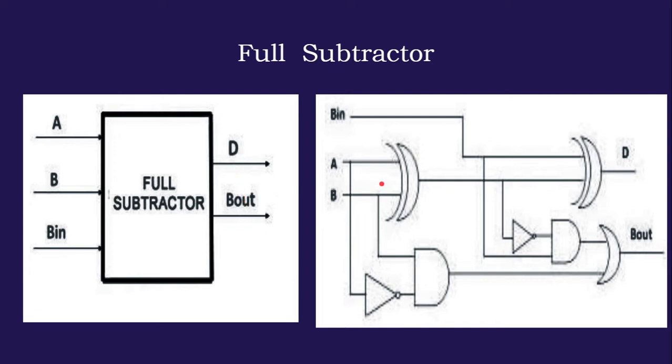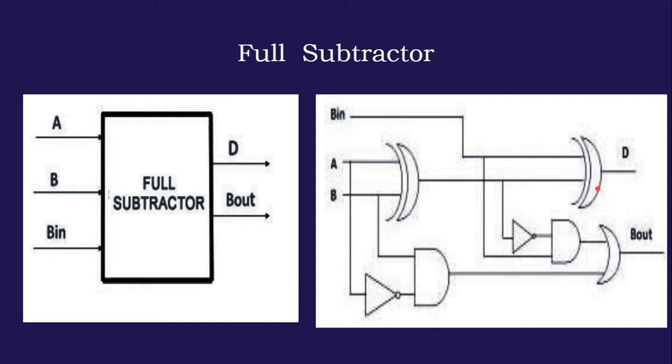Let us now see the gate diagram of the full subtractor. There are two XOR gates which help to subtract the three numbers. Initially A and B are XORed to find the difference, and the output of this is XORed with the B in by another XOR gate. So this second XOR gate finds the difference between the answer from the first XOR gate and the borrow in, which is the borrow from the previous bit.